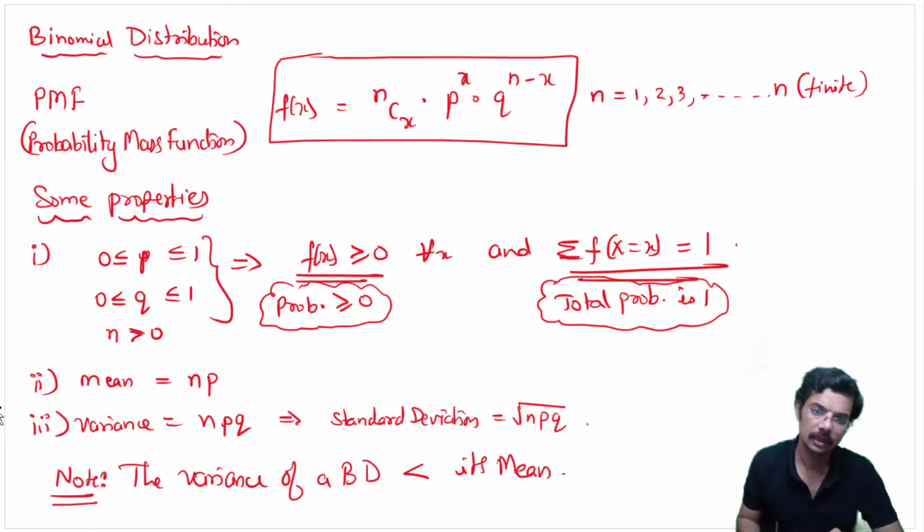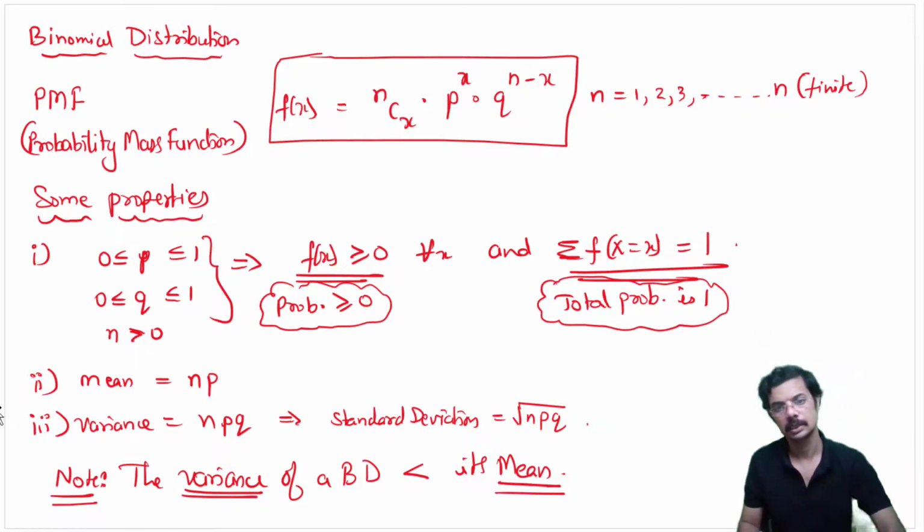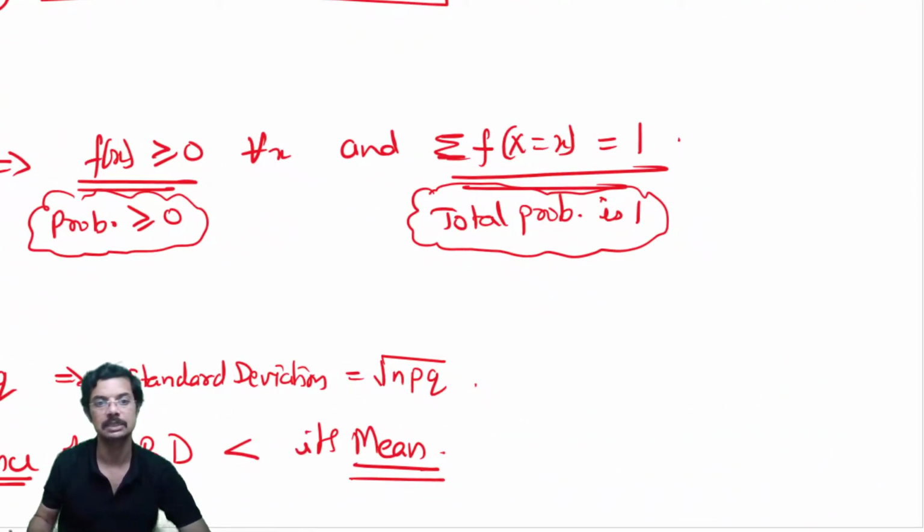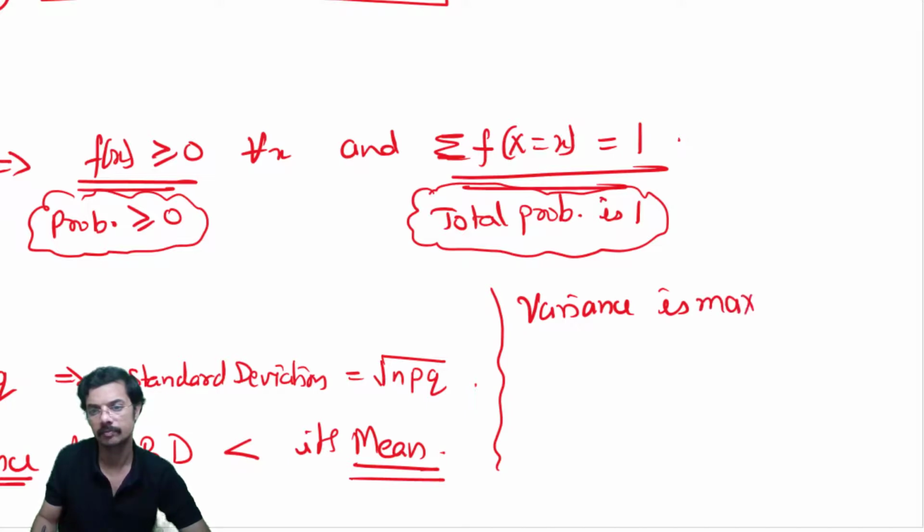Okay, the variance is less than the mean. We should understand that. And the variance attains its maximum value when p is equal to q.